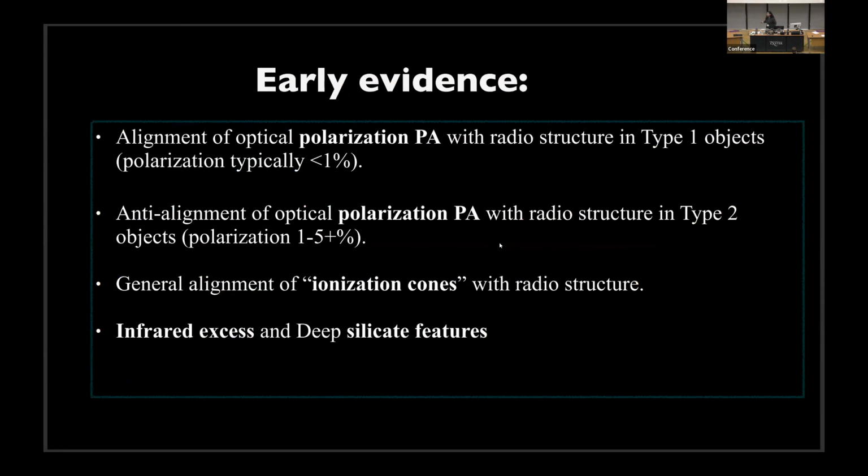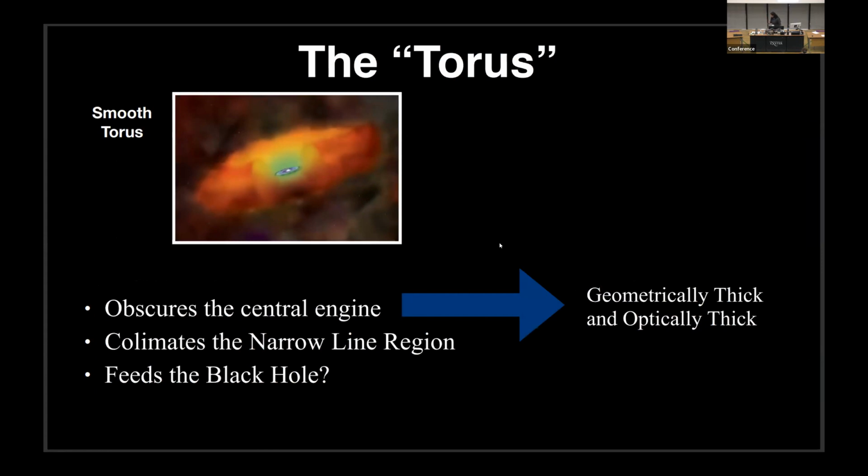So what was the evidence that we had for this theory to really make sense? Well, we had alignment of optical polarization position angles with the radio structures in type 1 objects. We also had an anti-alignment in the case of the type 2 objects, and a general alignment of ionization cones with the radio structure. And finally, we had an infrared excess and deep silicate features that were pointing at the presence of a lot of dust somewhere there.